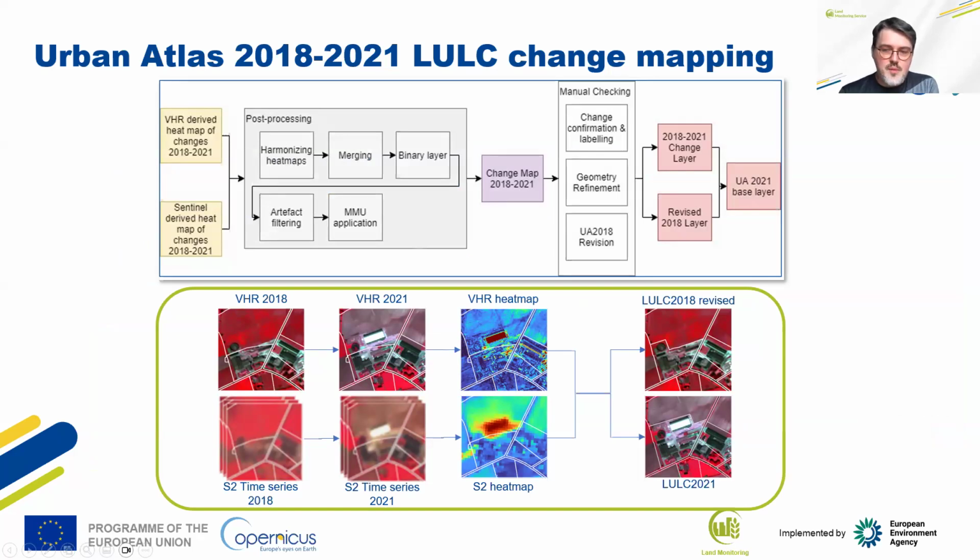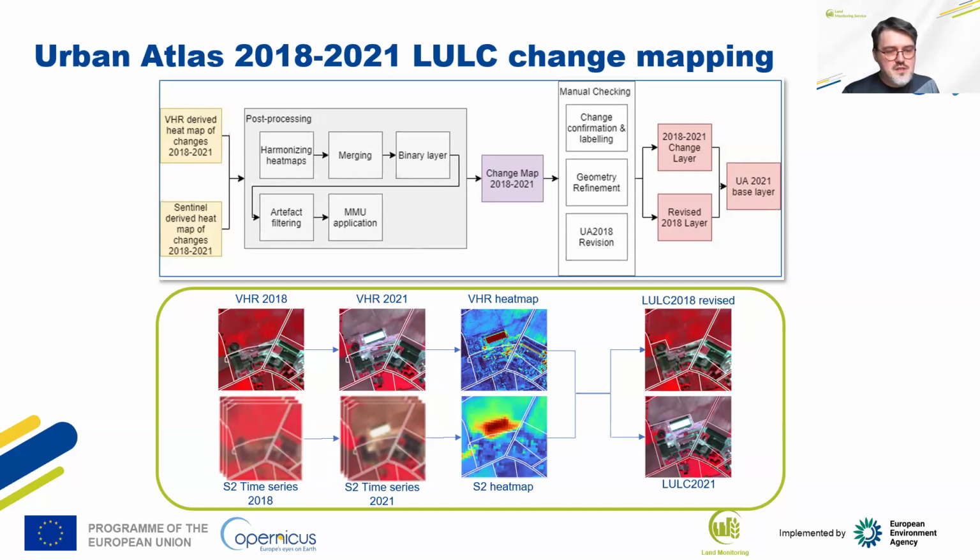Here is how we go from raw detections to deliverables. We harmonize and merge the VHR and Sentinel-2 heat maps. We create binary change candidates and filter artifacts, apply MMU thresholds according to product specifications, and so on and so on. And in the end, we produce a change candidates map, which is called here change map 2018-2021.